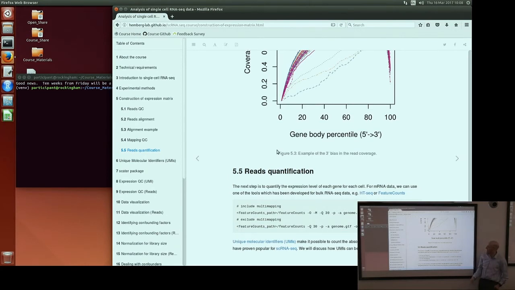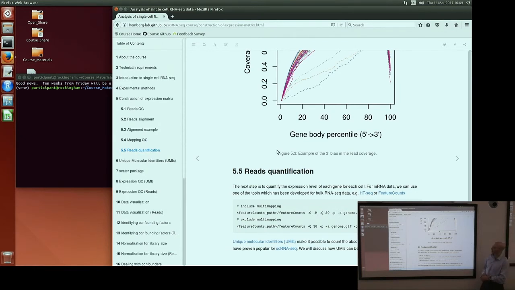Yeah, and then finally the next step, the final step in creating the expression matrix is to do reads quantification. So now we can use a standard tool, for example, featureCounts or HTSeq, and then we can run it from the command line with an annotation file, and then we can produce an output which will contain all this information about the expression of each gene or transcript for individual cells, which is what we were hoping to get.